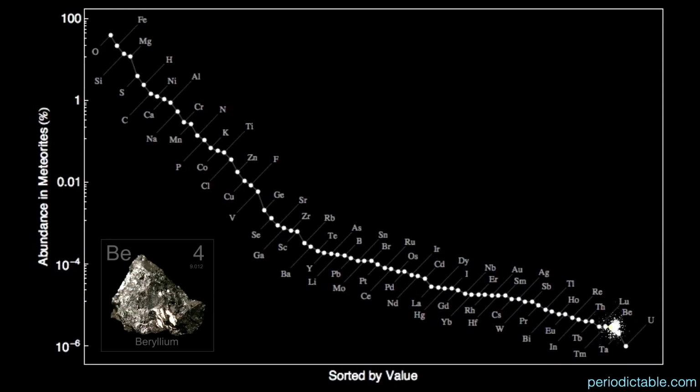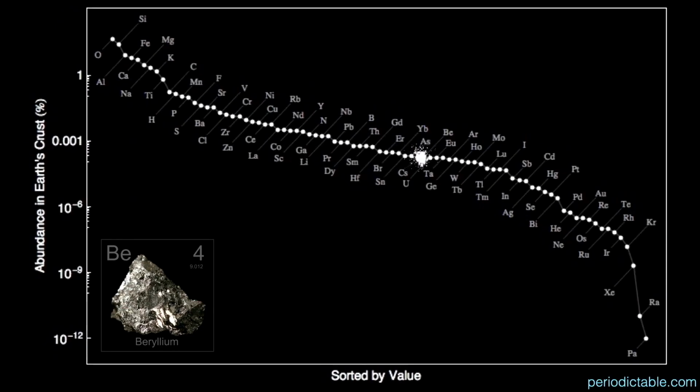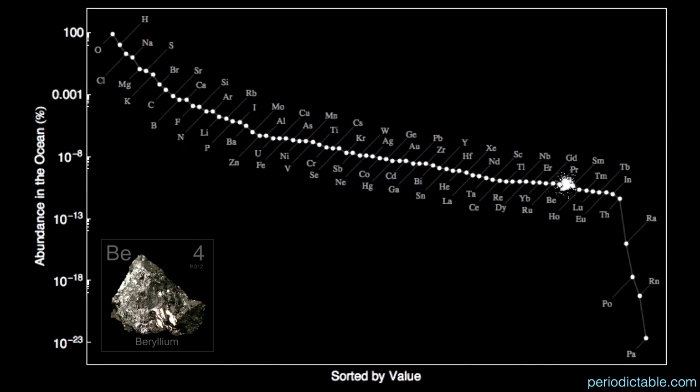It's the 76th most abundant element in meteorites, again near the bottom of the chart at 2.9 parts per 100 million. The crust of the Earth is a virtual treasure house of elements. Beryllium is the 50th most common element at 1.9 parts per million, 24 times as common as silver. Beryllium is the 61st most abundant element in the oceans, virtually non-existent at 600 parts per quadrillion.